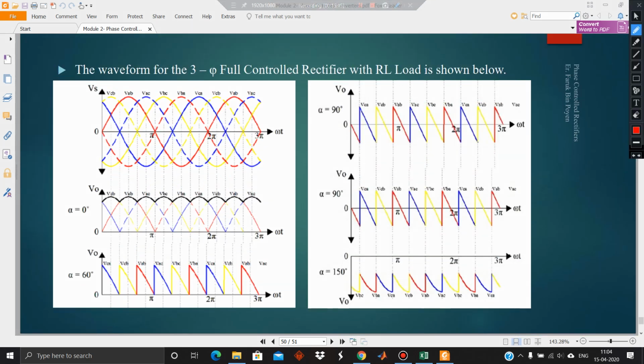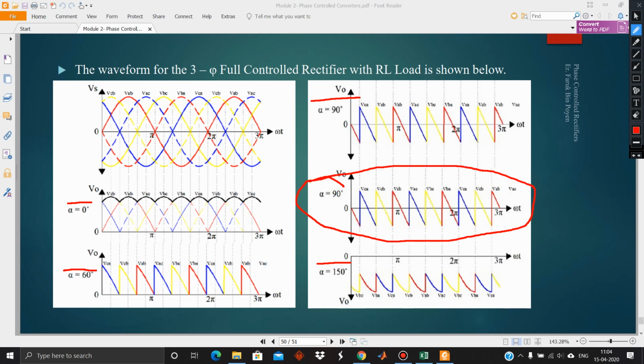So these are the different waveforms. This is for alpha equal to 0, this is for alpha equal to 60, alpha equal to 90, alpha equal to 150. You can see that alpha equal to 90 is the boundary condition between a rectifier operation and an inverter operation. Below this, it will be operating in R mode, that means rectification mode. Above 90, it will be operating in I mode, or inverter mode.